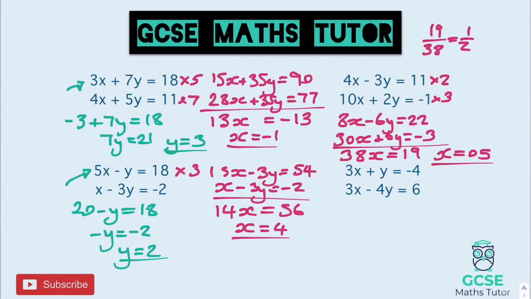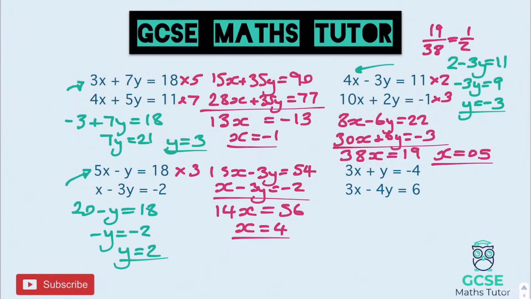Now let's have a look at subbing this in. So let's sub it into equation 1. So I'll sub it into 4x. So 4 times a half is 2. So 2 minus 3y equals 11. Take away 2 from both sides, you get negative 3y equals 9. And then divide by negative 3. 9 divided by 3 is 3, so 9 divided by negative 3 is negative 3, so y equals negative 3. There you go, probably the worst one of the bunch there.